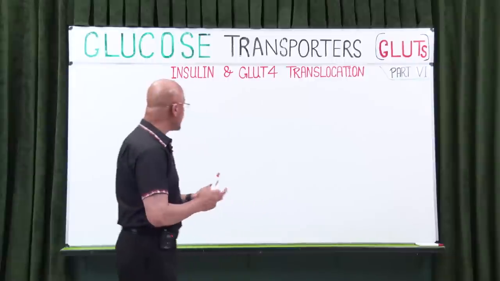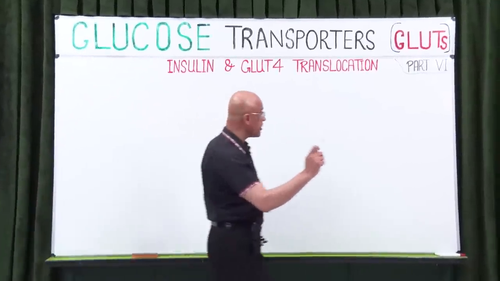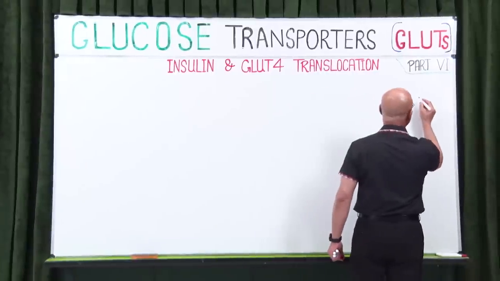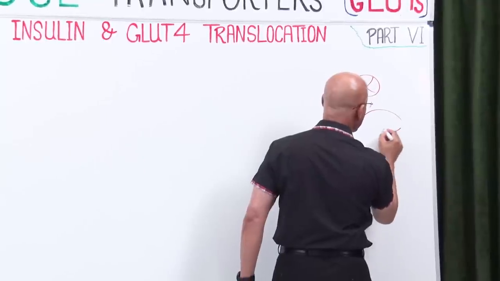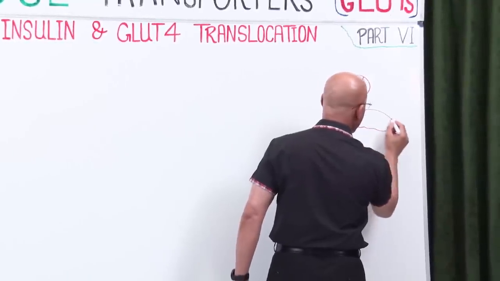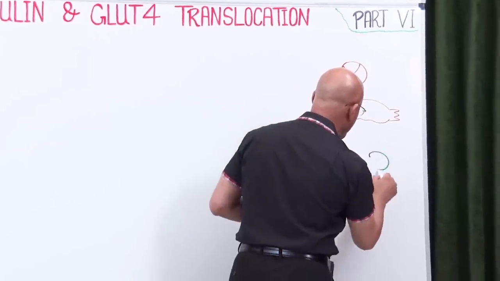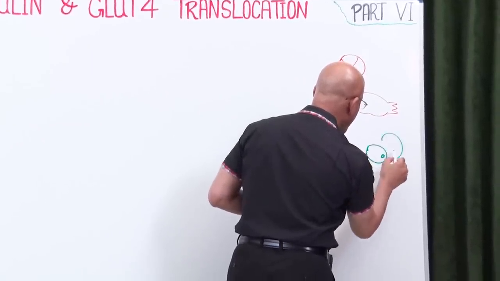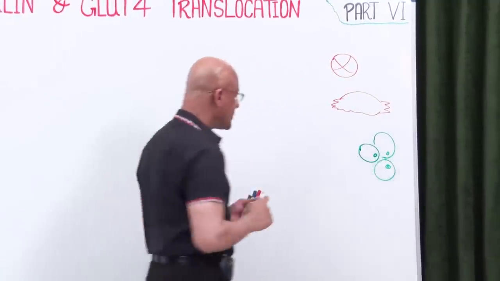Now the question is that in the presence of insulin, these GLUT4 are expressed on the striated muscles like myocardial cells and also on the skeletal muscle. And these glucose transporters are also expressed on the adipocytes, fat cells.